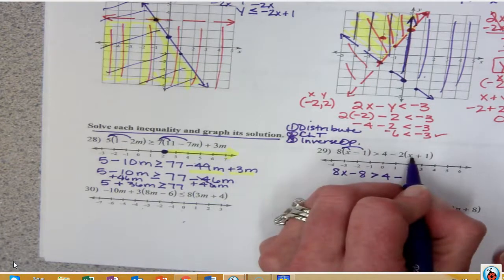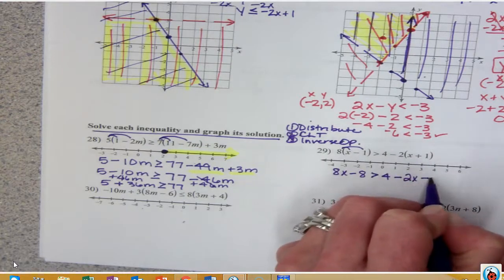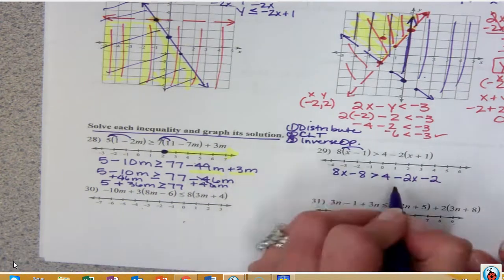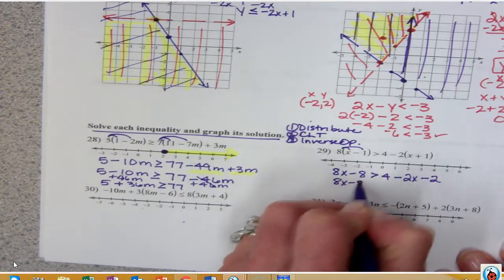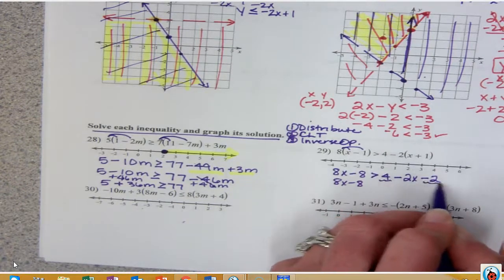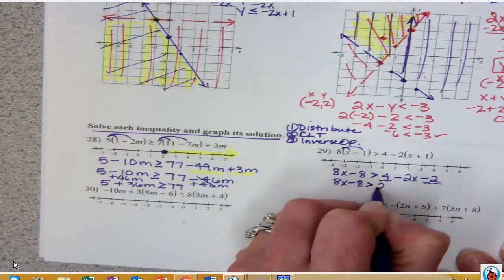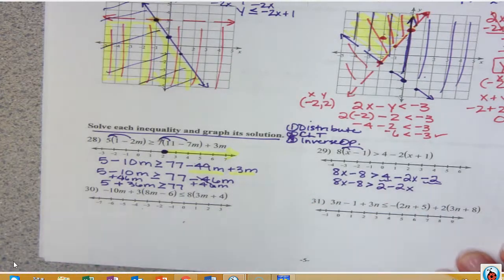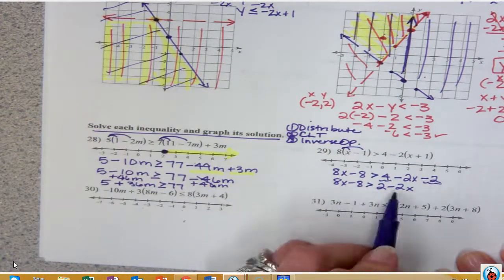So negative 2 times x is negative 2x. Negative 2 times positive 1 is negative 2. Make sure I distribute my negative sign correctly. So now I've got nothing to combine over here, 8x minus 8. But I do have 4 and 2 that I can combine. So I get greater than 4 minus 2 is 2 minus 2x. So now I've done my distribution, I've combined like terms, now I'm on to my inverse operation because I can't do anything else here.